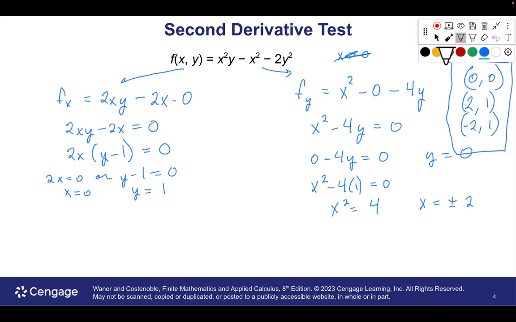Okay, what is the Hessian? Well, now we need to find the second derivatives. Is it okay if I take off this work here? It's in the video. Yes.